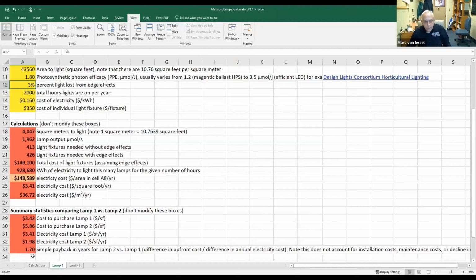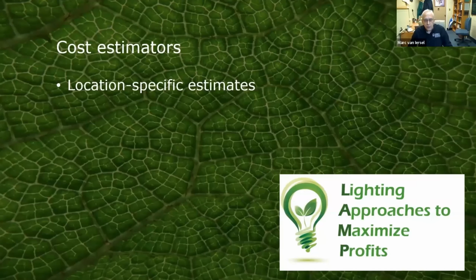So I'll switch back to my PowerPoint now to go over some of the other calculators we have developed. So the other tools that we have developed allow you to enter more specific information about your particular greenhouse location as well as configuration. And that provides more precise estimates of how much it is going to cost to operate the light fixtures.